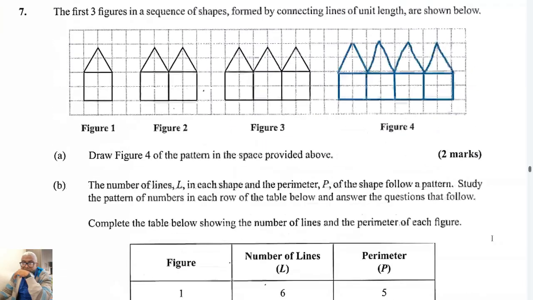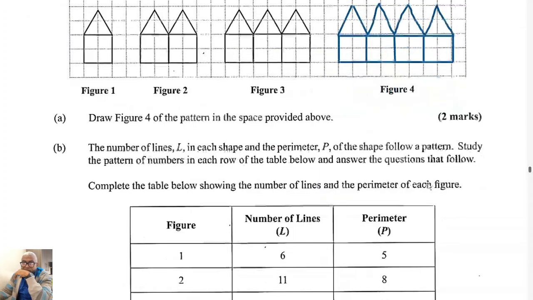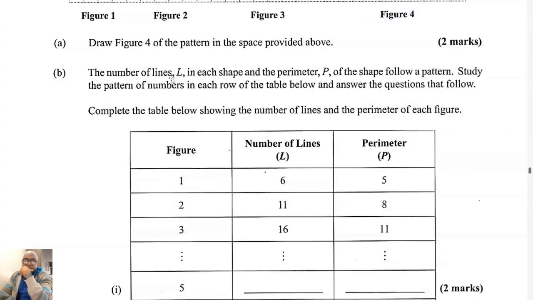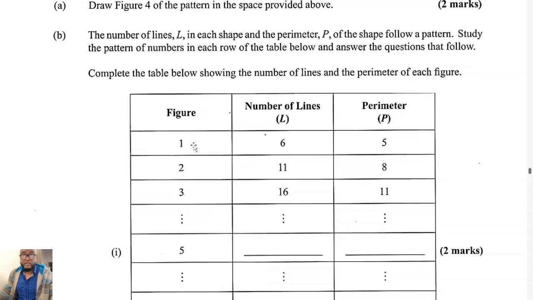So this is the 4th figure here, right? The number of lines L in each shape and the perimeter P of the shape follow a pattern. Study the pattern of numbers in each row of the table below and answer the question that follows. So let's go. How much is the number of lines going up by?